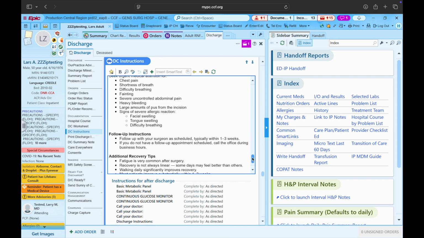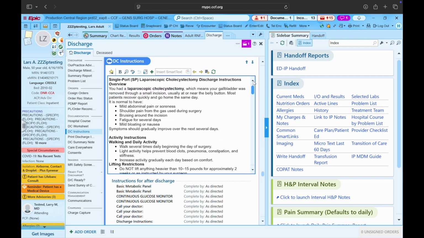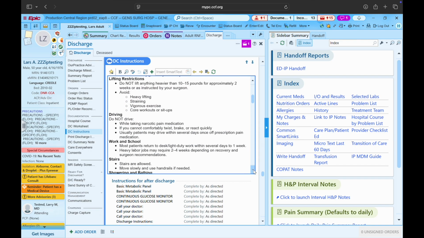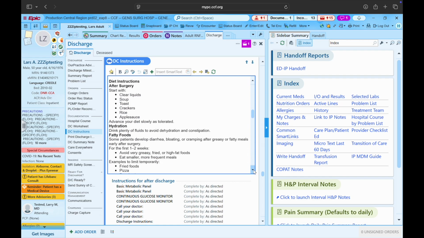And we're going to use a cholecystectomy as an example. Typically, I write what happened during the hospitalization if they want to explain it to their family members. I then go into activity instructions. Many patients have heaps of questions about what they can do, showering, how much they can lift. I want to remind them that you don't drive with narcotics. Diet instructions are extremely important.